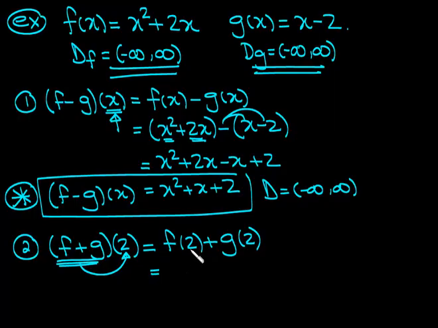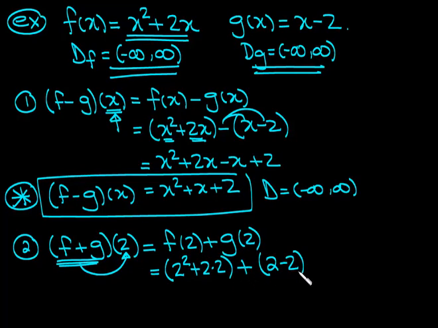What is f of 2? In this old function, replace x with 2. I'll put parentheses, so I get 2 squared plus 2 times 2. In the g function, replace x with 2, so I get 2 minus 2. So we get 4 plus 4 plus 0. So we end up with 8.